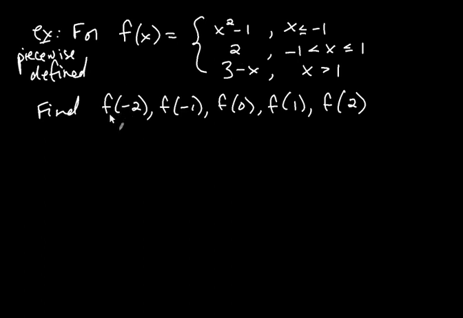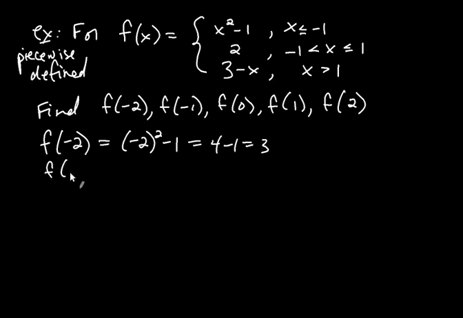All right, so let's first start with negative 2. So when you plug in negative 2, which camp are we in? Well, it's going to be the first, right? Because negative 2 is less than or equal to negative 1. So we want to plug negative 2 into x here. So it's going to be negative 2 squared minus 1. And we get 4 minus 1, or 3. We use the top rule.